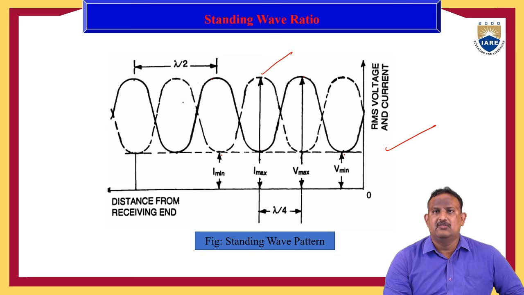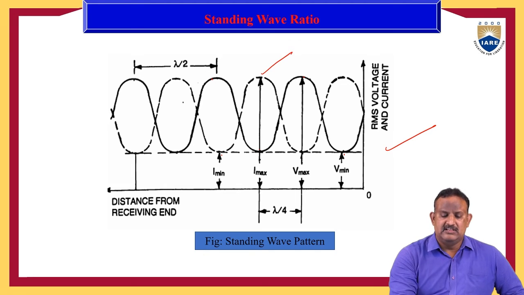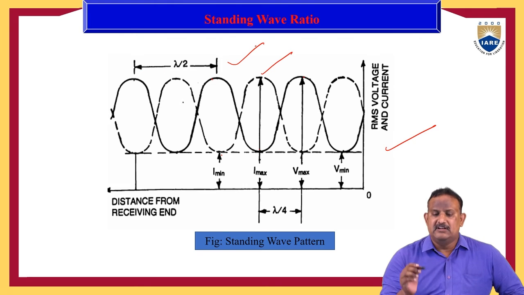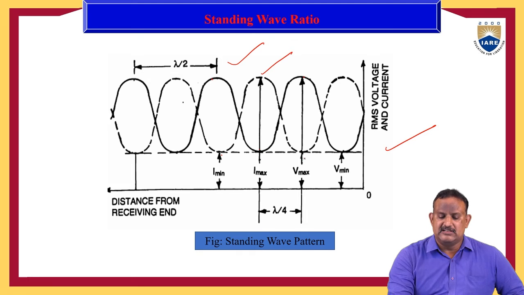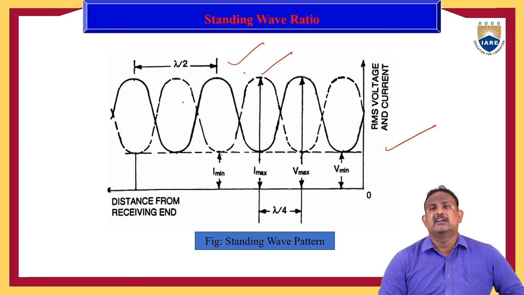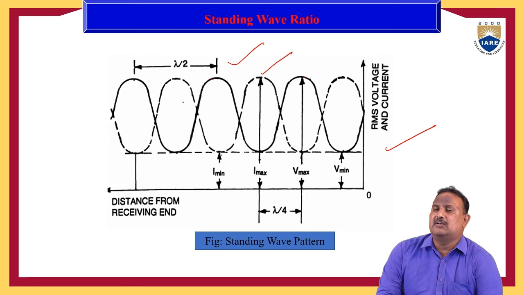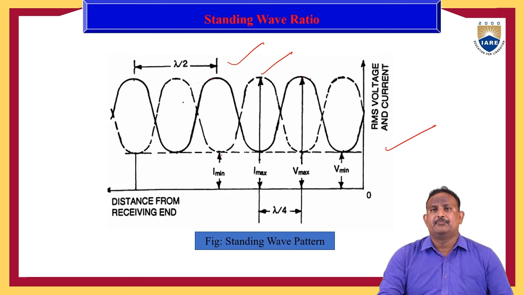The distance between current maxima and voltage maxima is lambda by 4, and the distance between two voltage maxima is lambda by 2. Similarly, the distance between two current maxima is also lambda by 2.